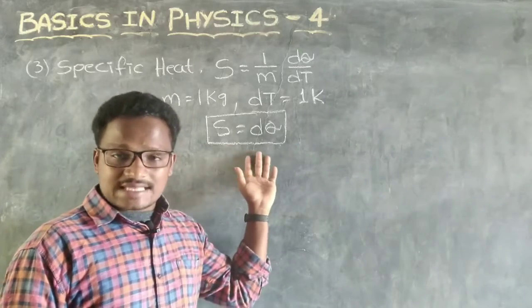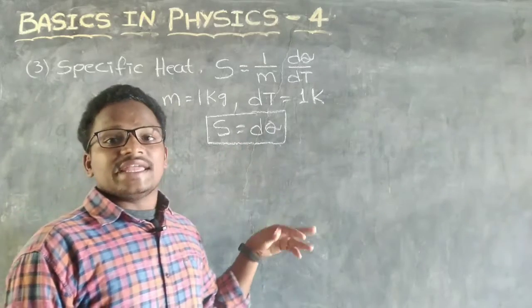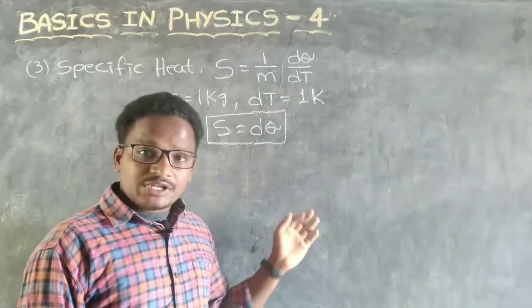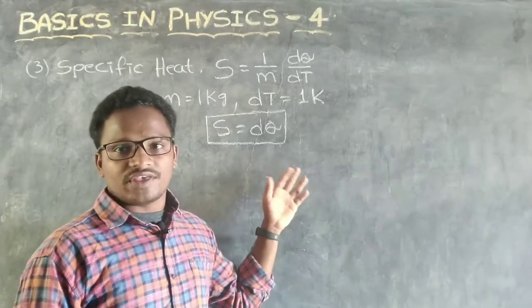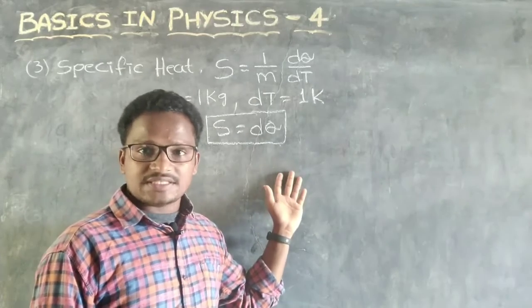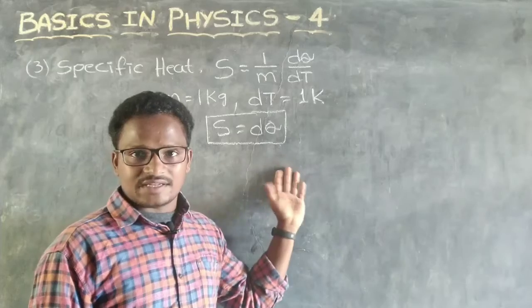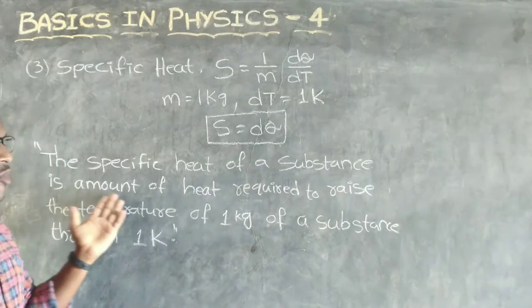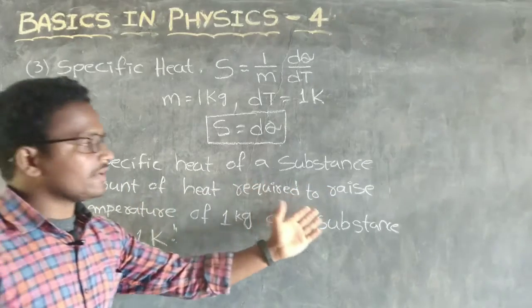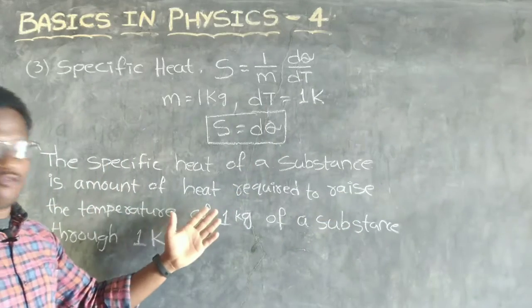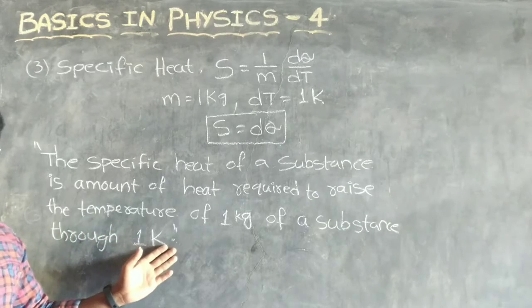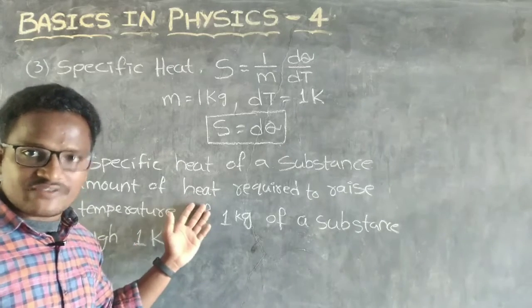What is the meaning of S equal to dq? The specific heat of a substance is the amount of heat required to raise the temperature of 1 kg of a substance through 1 Kelvin. See the specific heat definition. You understand what is the specific heat?